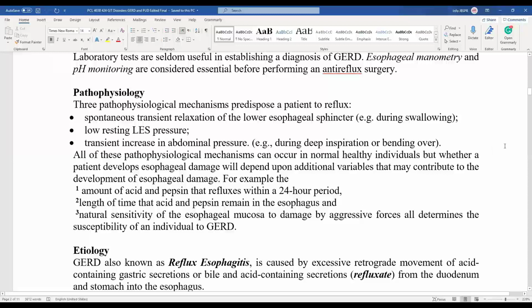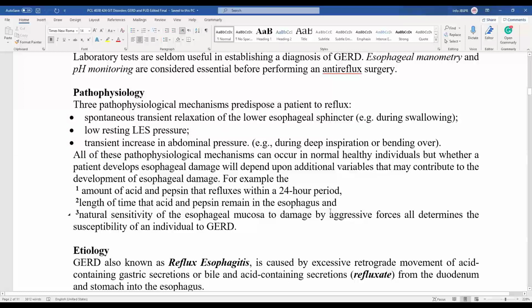Then low resting lower esophageal sphincter pressure and the transient increase in abdominal pressure, especially maybe during sleep or when somebody is bending over. But most times, all this can even occur without resulting in GERD per se. But when it becomes continuous, then we can start suspecting GERD.